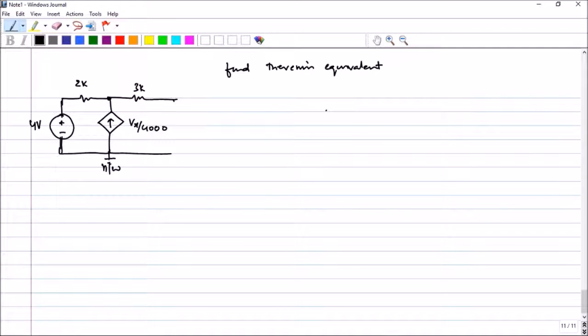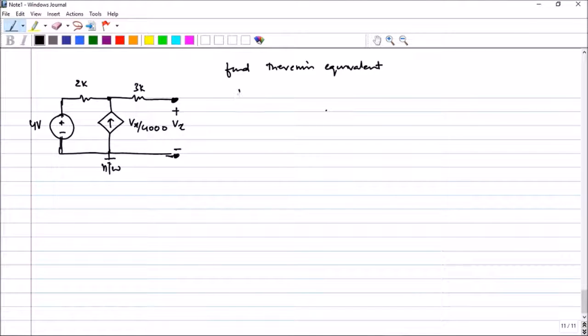Now this is the problem in which I am interested, because this has a dependent source. All right, and this particular thing is Vx here. Now you have to find the Thevenin equivalent of this particular circuit. This is an interesting question. All right, this is going to be a little bit challenging. So let us see what we have to do.